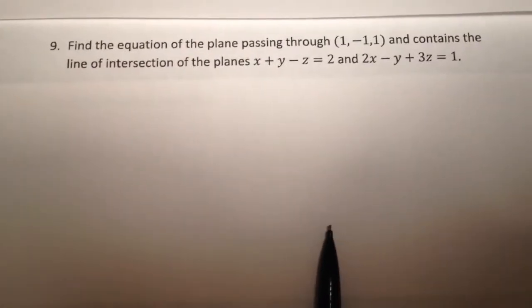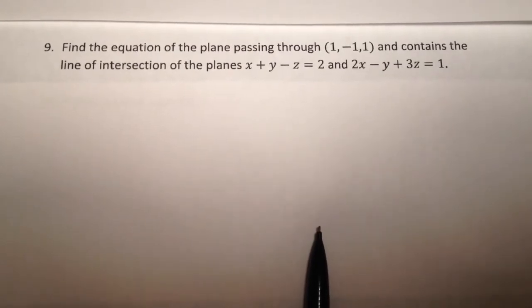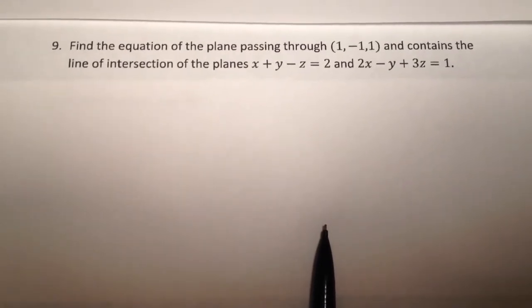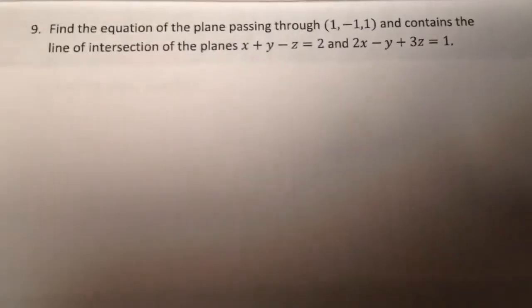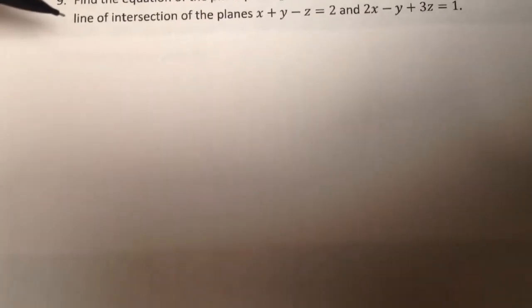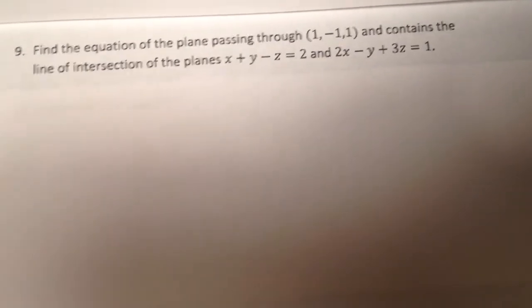So we're looking for the equation of the plane that passes through the point (1, -1, 1) and contains the line of intersection of those two planes there. So our first step is going to be that we're going to find 2 points on this plane, and we can use the equations of the plane to find that.